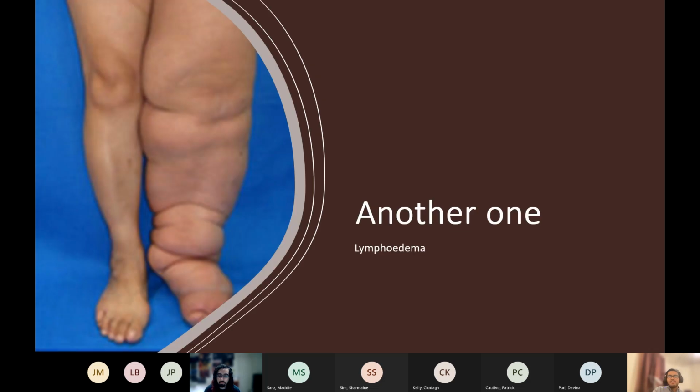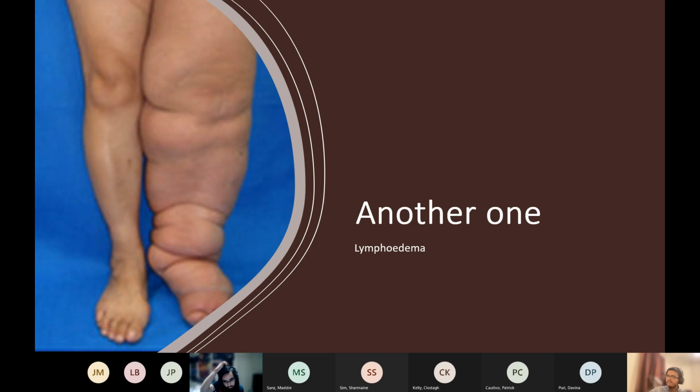So this is what lymphedema looks like. This is a very severe case of lymphedema. Lymphedema is when your lymphatic system basically gets wrecked, and there's no return back up to your chest. Does anyone know what, in the UK, the commonest cause of lymphedema is?